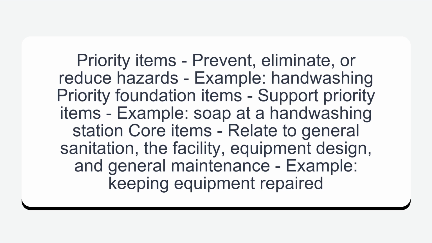Priority items: prevent, eliminate, or reduce hazards, example, handwashing. Priority foundation items: support priority items, example, soap at a handwashing station. Core items: relate to general sanitation, the facility, equipment design, and general maintenance, example, keeping equipment repaired.